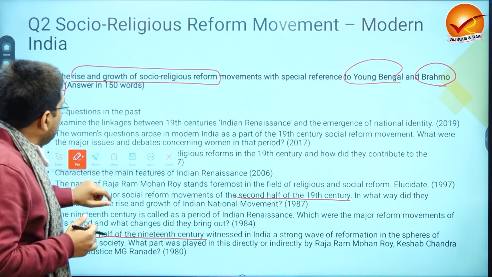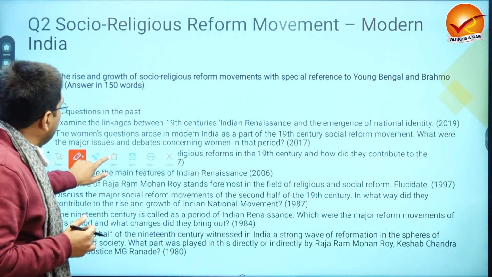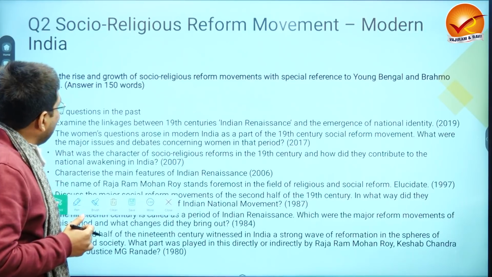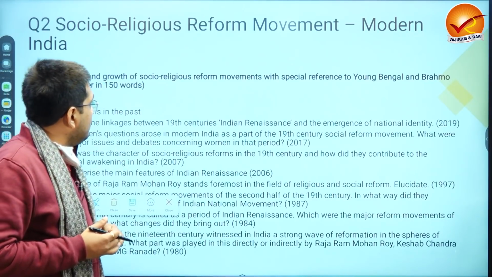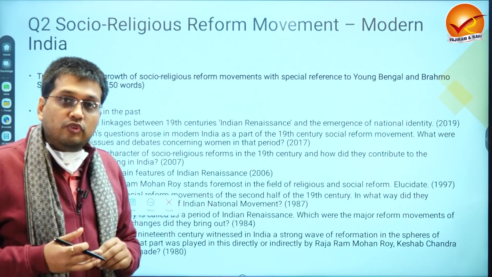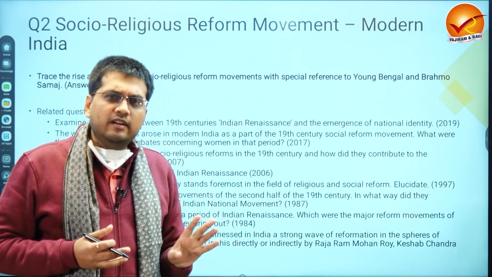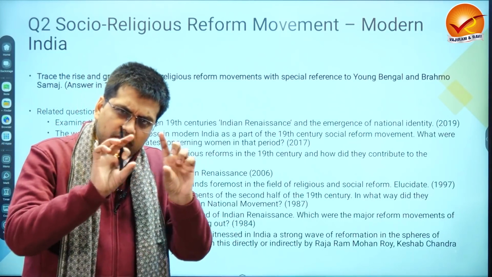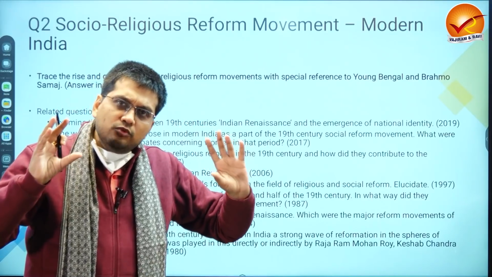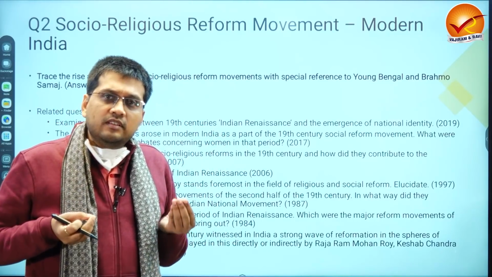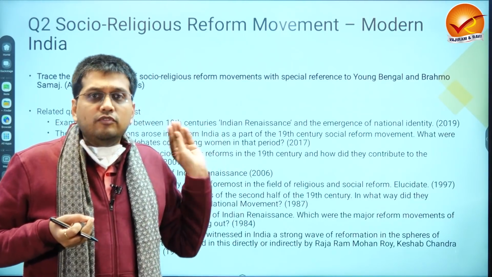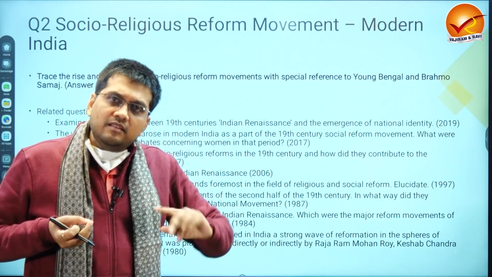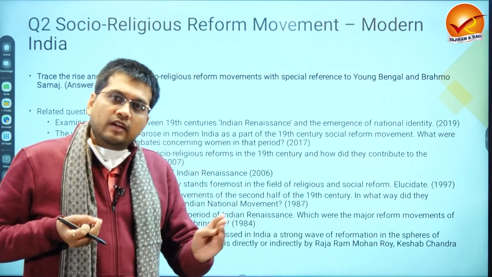So in this question, what we can do is we should not dwell a lot on explaining the nature, character, rise and growth and trajectory of socio-religious reform movement. That is not expected, that is not possible. In the introduction itself, you mention in 2-3 lines the characteristics, the nature or the beginning of socio-religious reform movement, and in the main body you jump to Young Bengal and Brahmo Samaj.